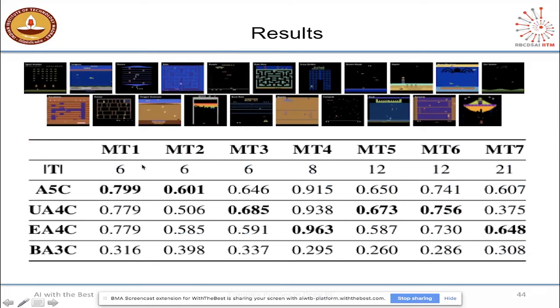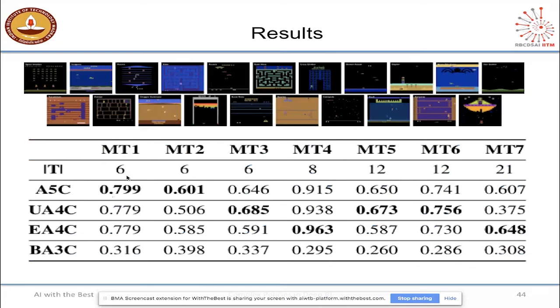So the first 3 multitask instances had 6 games each. And then we had 8, 12, and the last one actually had 21 different games. And so if each one of these games required, say, a million frames to train, then this multitask instance here would have taken 3 million frames of training data. And you would have actively chosen which games would be trained over how many frames, right?